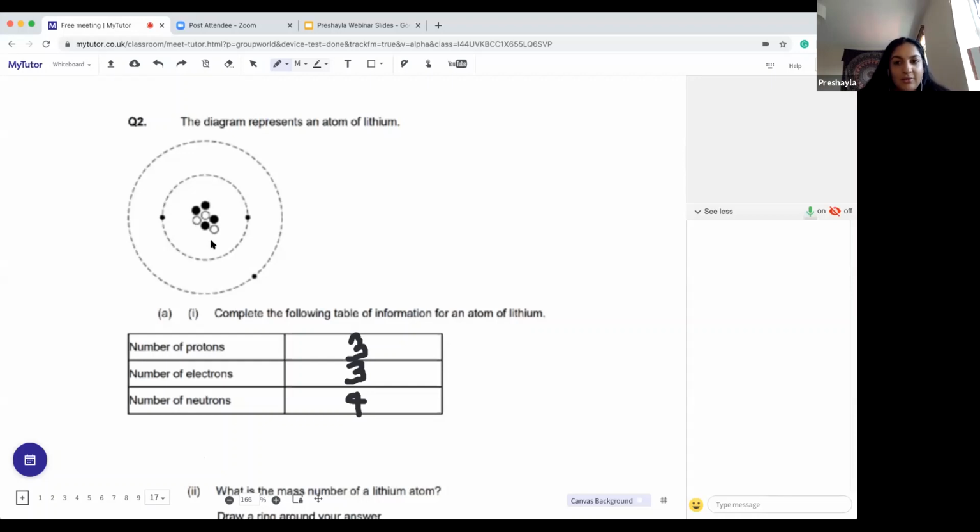Well, there's something that I've not told you yet, which is that the number of protons and the number of electrons is equal, always, unless it's an ion. So for a normal atom, for a normal element, for a normal particle, the number of protons and the number of electrons is the same. So that's how I knew that the white dots were the protons and the black dots were the neutrons. So the number of protons and electrons is the same.